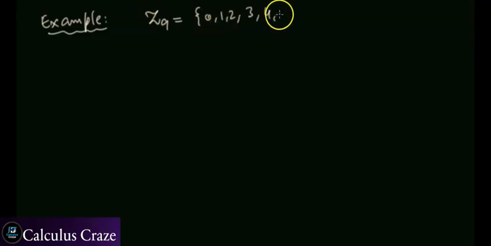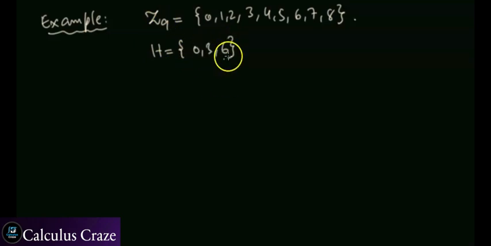I'll take an easier example. Let's consider this Z9. So this contains 0, 1, 2, 3, 4, 5, 6, 7, 8. Now I am interested in finding out the left cosets of this set H, which is 0, 3, and 6. So what are the left cosets of this?